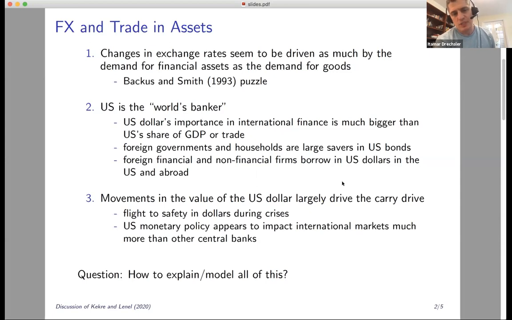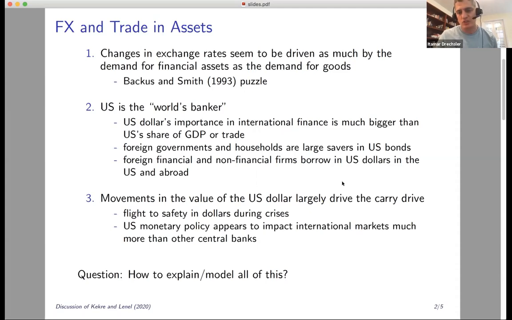Again related to this, movements in the value of the dollar seem to largely drive the carry trade. That's been another observation. There's flight to safety into the US dollar during crises. We saw this in March again with the COVID crisis, where the dollar appreciates all of a sudden. Also related is a set of results that US monetary policy, that is the monetary policy decisions of the Fed, seem to have a stronger impact on international markets such as stock markets than do other central banks, including the European Central Bank. The question in this literature is how to explain or model all of this.